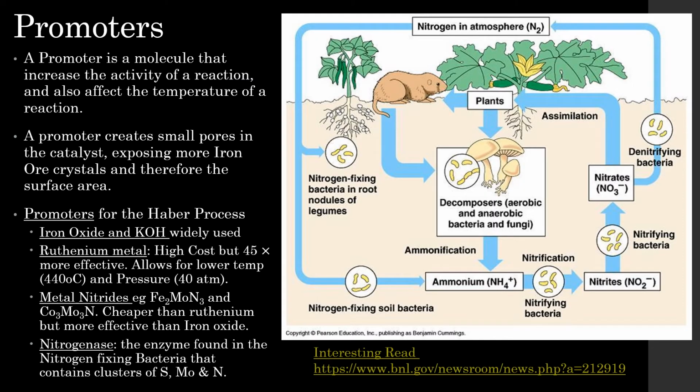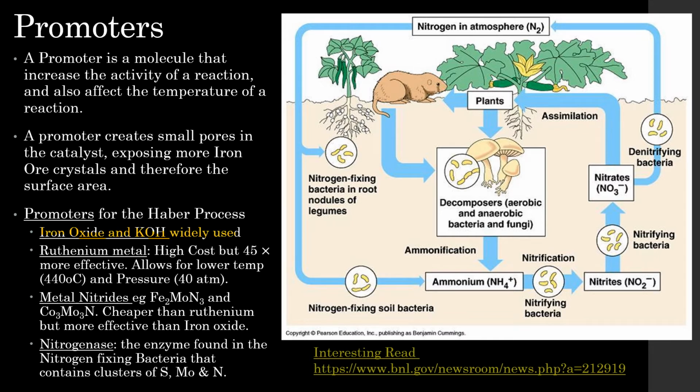So a promoter is a molecule that can increase the activity of a reaction. It will also affect the temperature of a reaction. Now, a promoter will, for example, create small pores in the catalyst, in this case exposing more iron ore crystals and therefore a greater surface area. So the most commonly used one is iron oxide, and mixing that with potassium hydroxide. So that's the most widely used one.